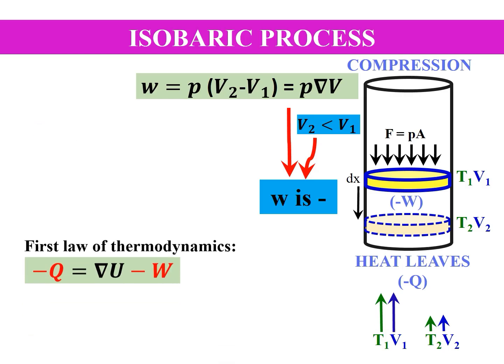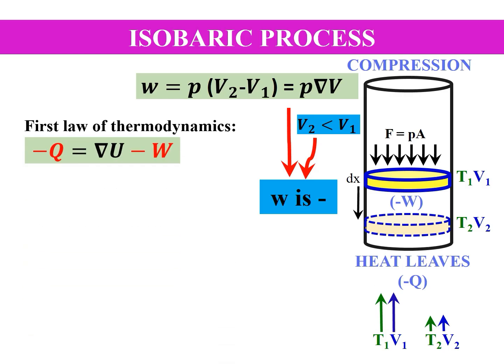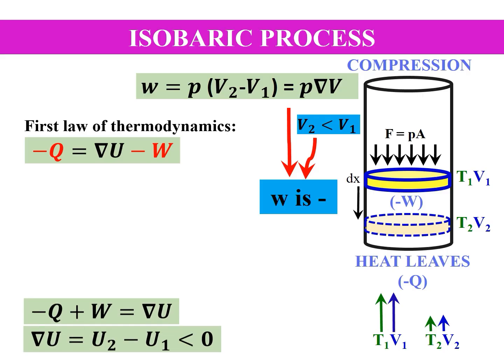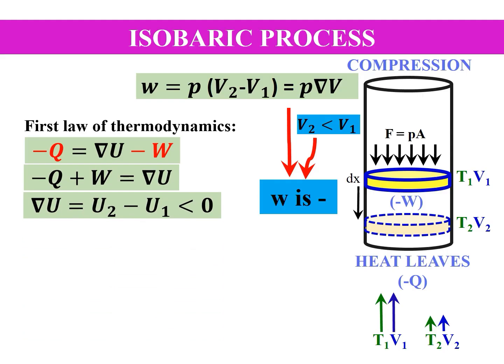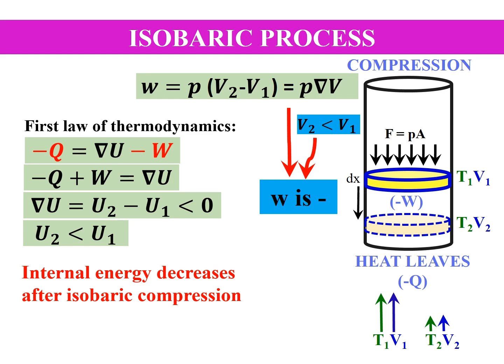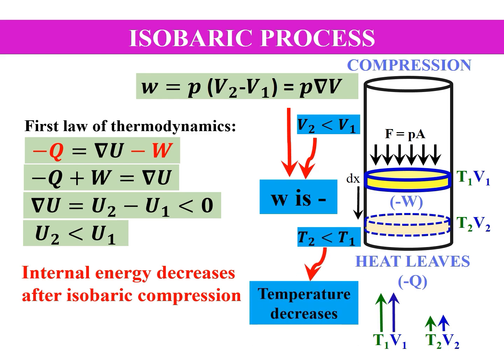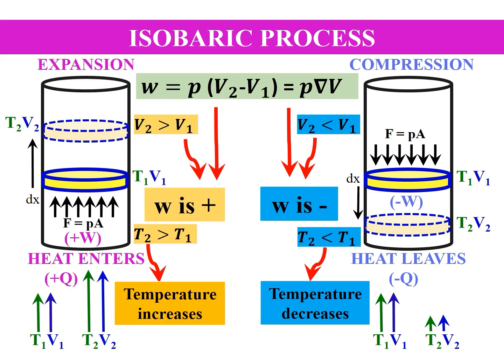According to first law of thermodynamics, heat leaving the system and work done on the system are both taken as negative. Therefore, change in internal energy delta U is less than 0, or delta U is negative. Thus, final state internal energy U2 is lower as compared to the initial state internal energy U1. Due to this, internal energy and hence the temperature decrease after isobaric compression. In summary, we can say that in isobaric process, temperature in the expanded state increases, but in the compressed state, temperature decreases.